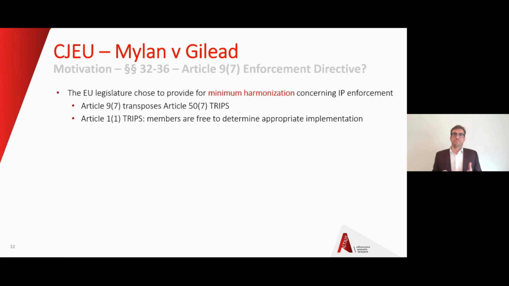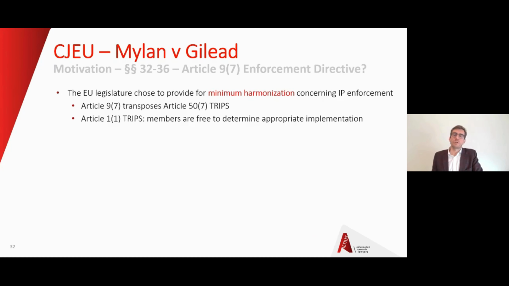Given these, at first sight, conflicting decisions, it's important to look into the motivation of the CJEU's decision in Milan versus Gilead. And that's also why it was important that we looked into the motivation of the Bayer versus Gideon Richter decision before. In my view, if we overlap the entire motivation of both decisions, I don't think we come to reconcilability on all points, but we could come to a conclusion which reconciles both decisions. And therefore, the motivation will be important.